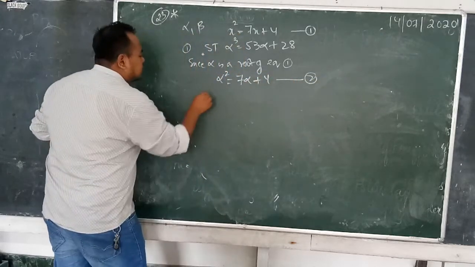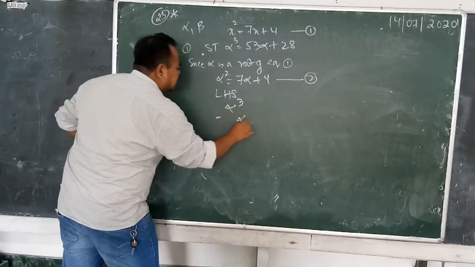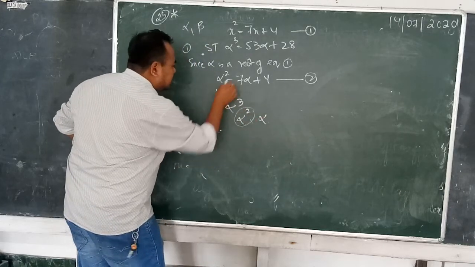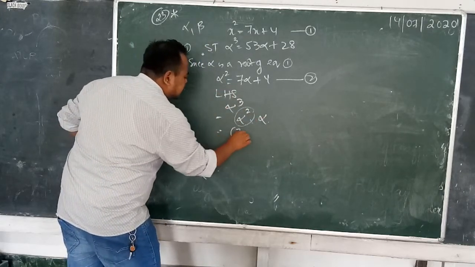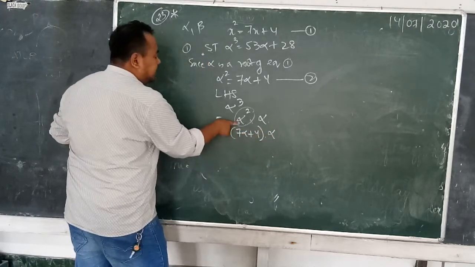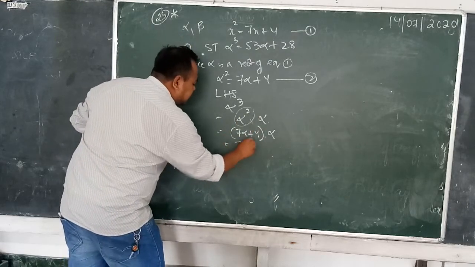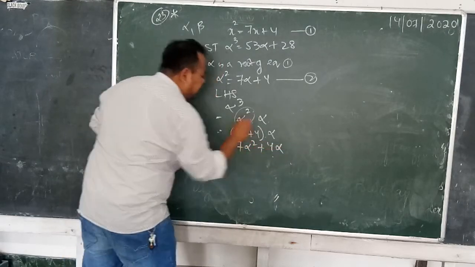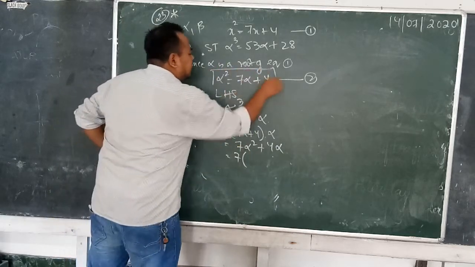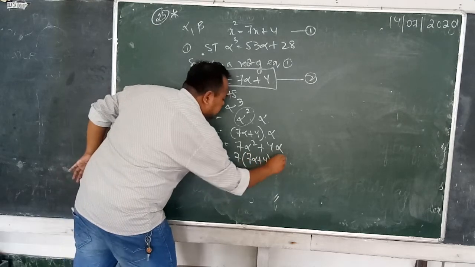Now what am I supposed to show? Left hand side, alpha cube. Can I write alpha cube as alpha square into alpha? Yes or no? And I already know the value of alpha square: it is 7 alpha plus 4. So alpha cube is 7 alpha plus 4 into alpha. Multiplying, what do you get? 7 alpha square plus 4 alpha. Again, don't you know the value of alpha square? It is 7 alpha plus 4.